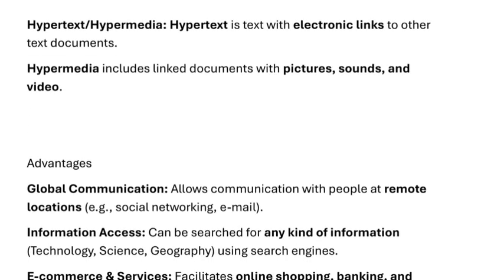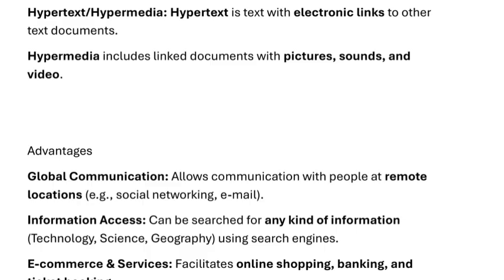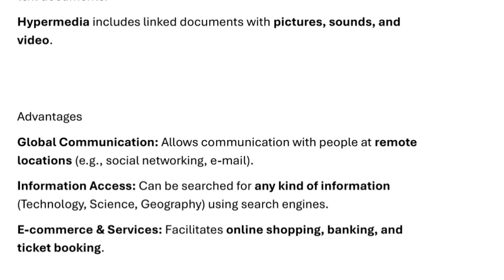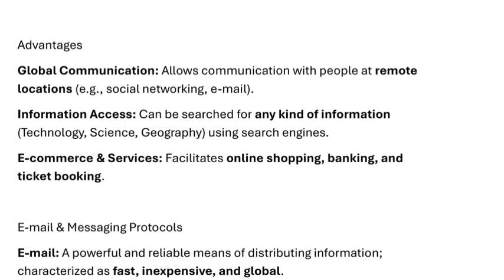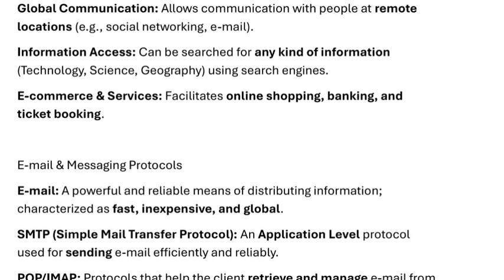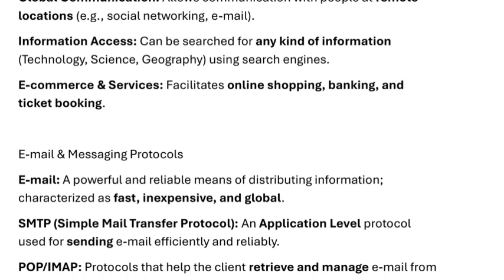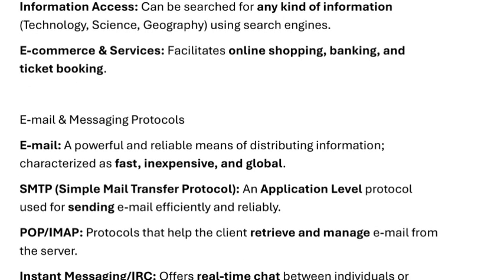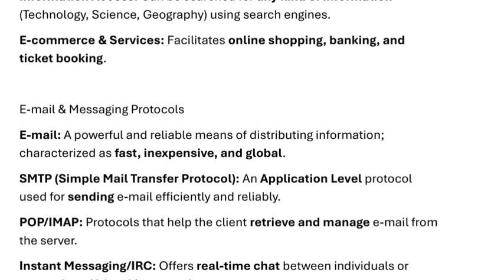Hypertext/hypermedia. Hypertext is text with electronic links to other text documents. Hypermedia includes linked documents with pictures, sounds, and video. Advantages: global communication, allows communication with people at remote locations, e.g., social networking, email. Information access, can be searched for any kind of information, technology, science, geography, using search engines.